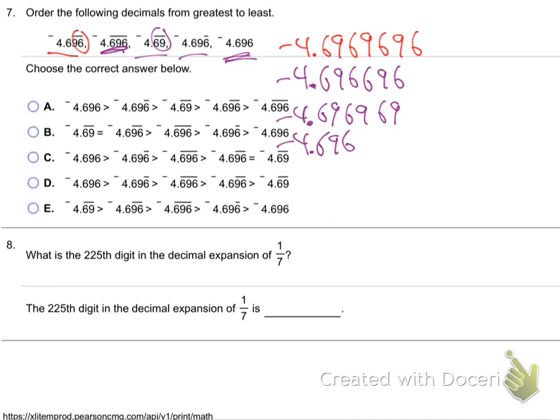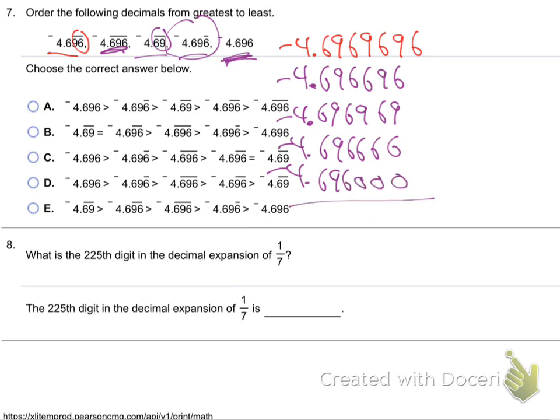Oh, wait. Did I skip one? I did. I skipped one. What am I doing? I skipped this one, which is negative 4.69, and then just the 6 repeats. Right. And then the last one is this one, which is negative 4.696, and it just stops, which means zeros the rest of the way.